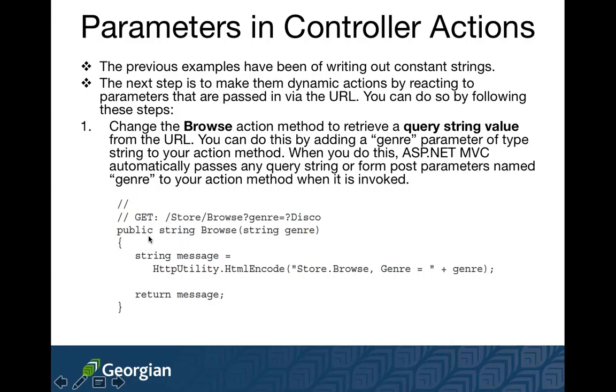So here's my public string Browse, and then I use a string and I call it genre. My genre will be the type of thing that I'm looking for in my store. For example, if I'm searching for disco, that's my genre for music, because I have a store that sells music. Then I can say my string message is HttpUtility.HtmlEncode, and then "Store.Browse, Genre = " and so on. This long string message is what I return, because that's what I'm returning.